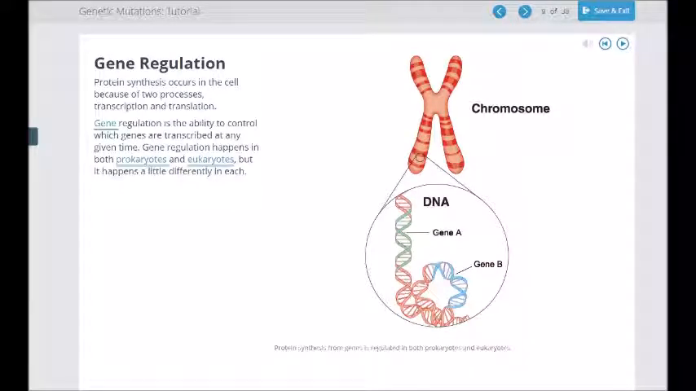Okay, this particular page isn't too tough. This is about what we call gene regulation. This whole thing is going to be on regulating gene expression. What do we mean by gene expression?